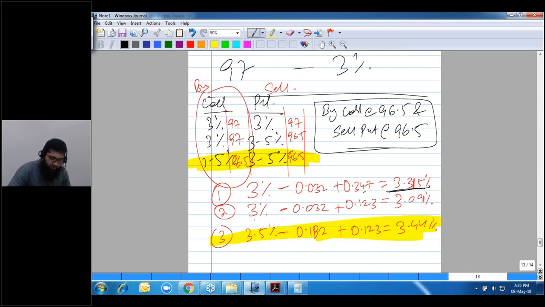Next, the 3% is basically because of 97. So you pay this premium and you sell at 96.5, so you receive this premium. So the net is 3.091. Okay. And similarly at 3.5%, we bought it, so we paid this premium and we sold at 96.5, so we receive this premium. Resultingly, the net rate is highest at this value, which is when you buy and sell a call and a put at 96.5.